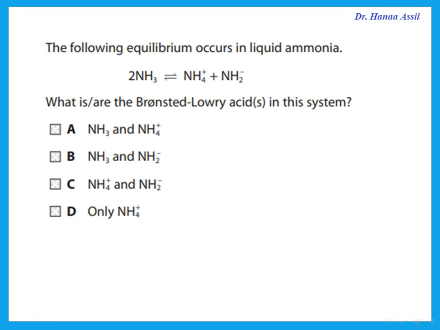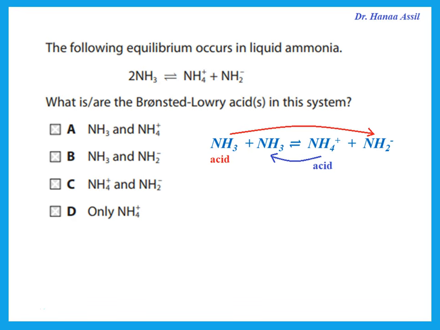Okay, are we following? The following equilibrium occurs in liquid ammonia. What is the Bronsted-Lowry acid in this case? He says 2 NH3, which means I have ammonia reacting with ammonia. Now one of them is going to give up the H+ ions, and one of them is going to gain the H+ ions. So one of the NH3s will give up H+ and become NH2-, so it's acting as an acid. But then going backward, it is the NH4+ that will give up its proton to give ammonia, so that is the other acid.